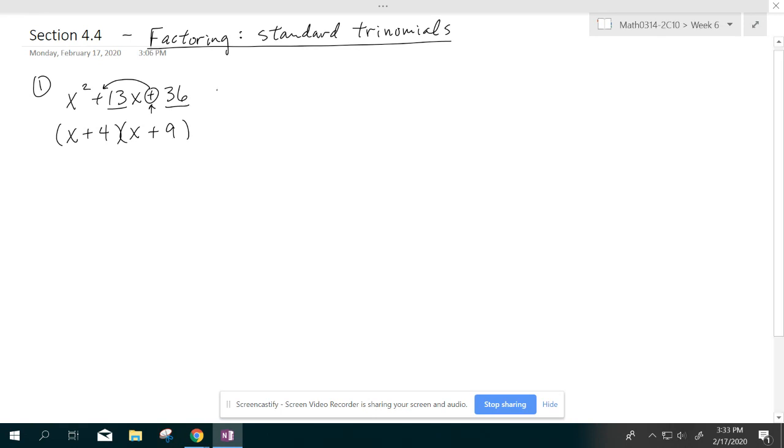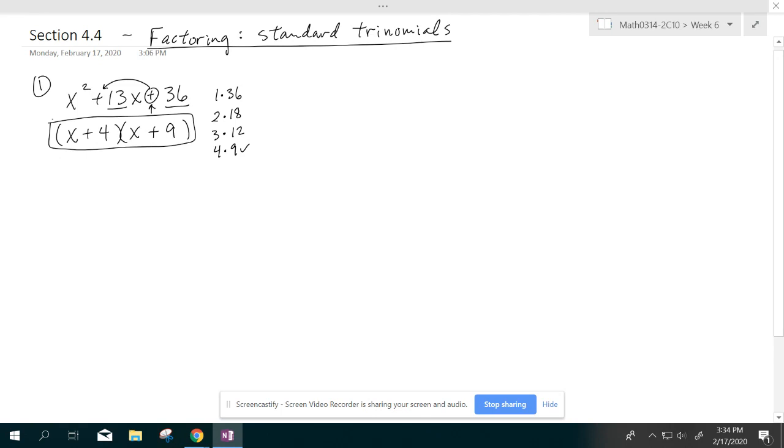So when I'm looking for the numbers, I start with the easy ones. I know that 1 times 36 makes 36, but does that add to make 13? And then you go systematically. 2 times 18 is 36. 3 times 12. And then eventually you come to 4 times 9 and you get there. Do y'all see that is very systematic? You go 1, 2, 3, 4, looking at numbers that multiply to make 36, and then you find the ones that add to make 13. And that is done.